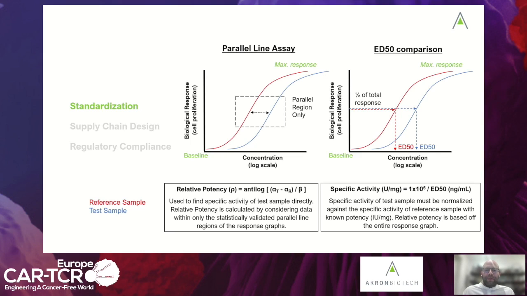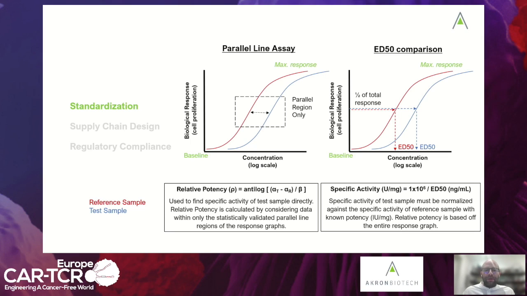On the other side is the parallel line assay approach, which is what we employ at Akron, and what the World Health Organization has used when talking about the standardization of biological activity assays for IL-2 in particular. We start with the parallel region of the graph. We ensure that we are passing tests for statistical validity before we actually measure the relative activity of our sample to the standard, and then generate values. And what that allows us to do is generate consistent results from lot to lot.